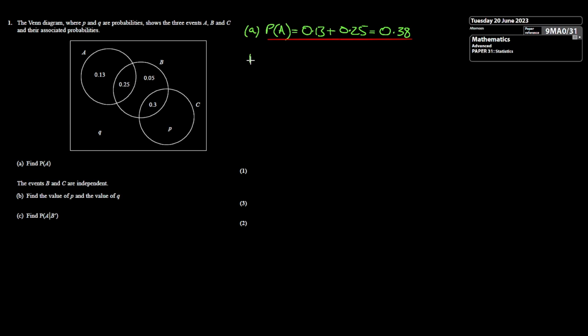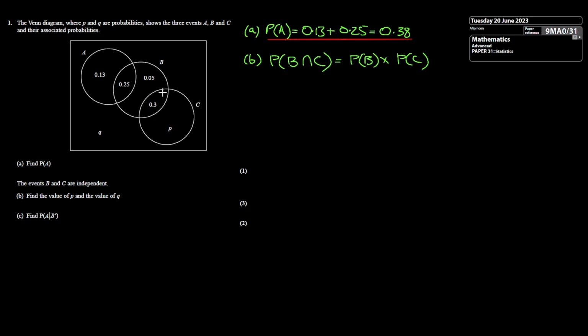Okay, part B. We're told that B and C are independent, and we're asked to find the values of P and Q. So if two events are independent, the probability of them both happening, which is the probability of B and C, are the separate probabilities multiplied together. So this is the probability of B multiplied by the probability of C.